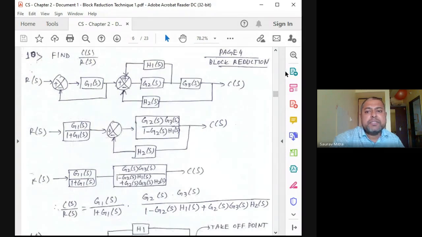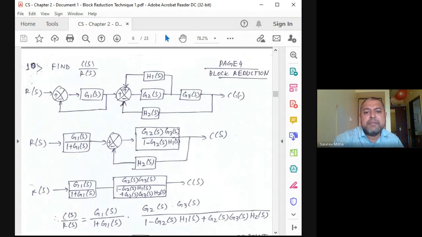Okay. So the question is find C(s) by R(s). It doesn't matter whether it is given as C or Y, or whether the input is given as R or X. They can give anything. But this is a system. First, let us understand what the system is and how we can get the entangled loop. How can we remove the entanglement?